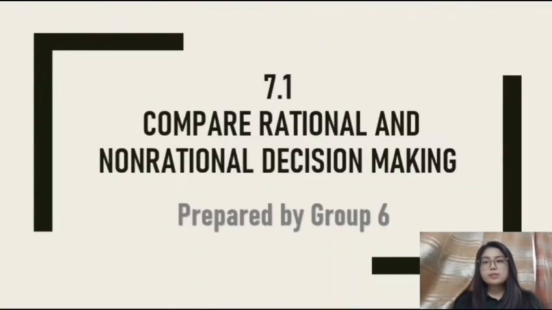Hey everyone, today Group 6 is here to give a presentation on Chapter 7, Individual and Group Decision Making. There are 8 subtopics in this chapter. The first subtopic is about comparison between rational and non-rational decision making.